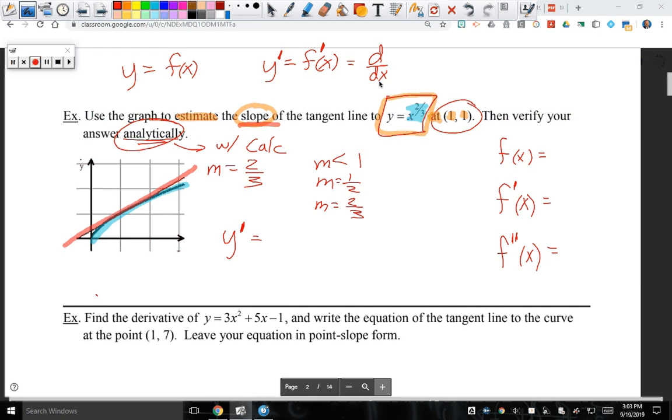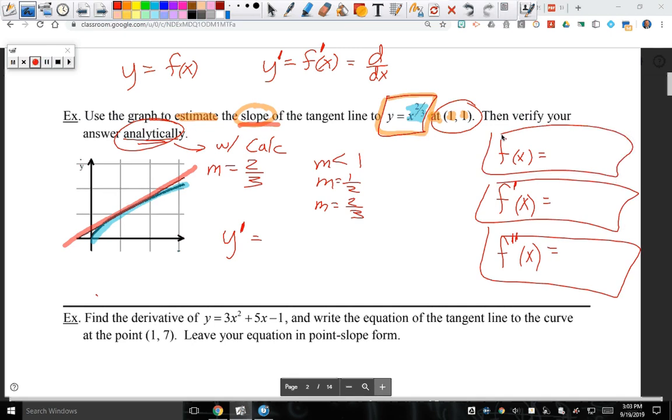Wait, what? I thought you said that line was trying to find acceleration. No. This is not trying to find the acceleration. This is acceleration. This is velocity. This is position. Okay, so listen. This is a good mistake that's being made right now.